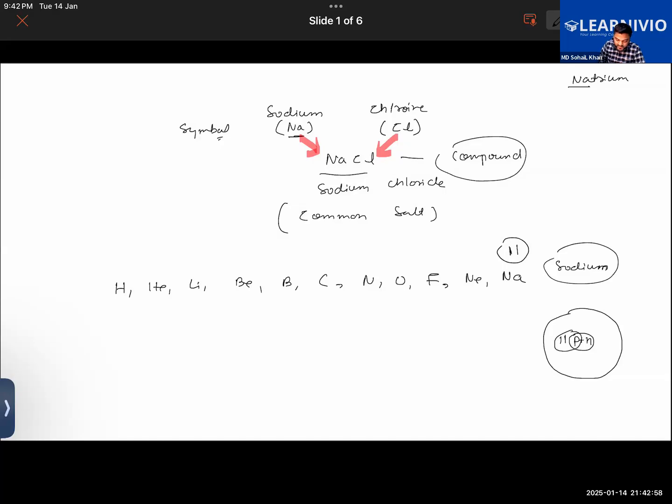So the number of protons describes its position in the periodic table. Got it? And it will also have 11 electrons. Near the nucleus, in the orbit of the sodium atom, it will have 11 electrons. So if a given atom, like in this case sodium, has 11 protons and 11 electrons, thereby its number is 11 in the periodic table.